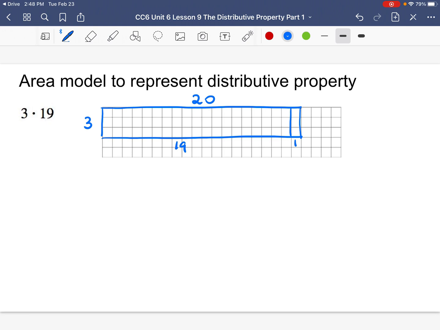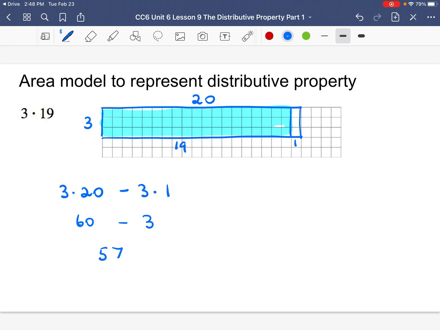So we're looking for 3 times 19. Let's do 3 times 20 first. And we'll have 3 times 20 and then subtract 3 times 1, because 20 minus 1 is 19. We're looking essentially for the area in here. So 3 times 20 is 60, minus 3 times 1 is 3. So the area is 57. 60 minus 3 is 57.